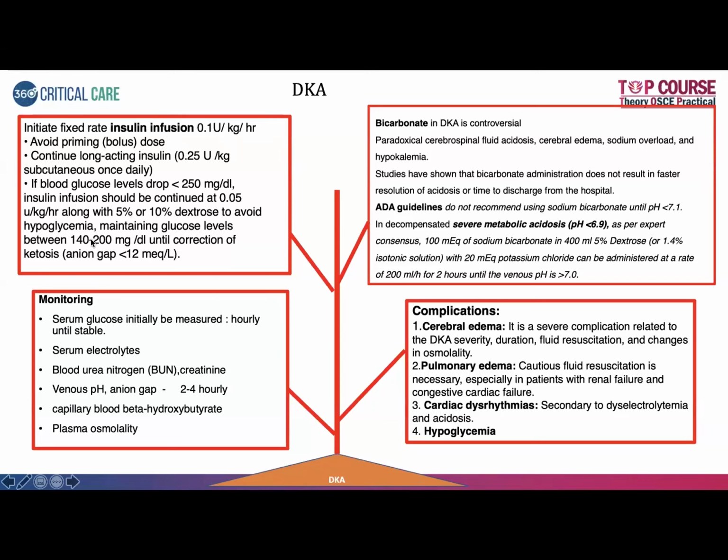So, you have to maintain a target between 140 to 200 until the anion gap is closed, that is less than 12 milliequivalents. Once you start insulin, you monitor your insulin infusion, monitor your sugars hourly, and if it's less than 200, add on a dextrose based solution. Continue insulin infusion until the acidosis resolves, your anion gap is closed. You can start a long acting insulin simultaneously as well. The recommendation is 0.25 unit per kg of long acting insulin.